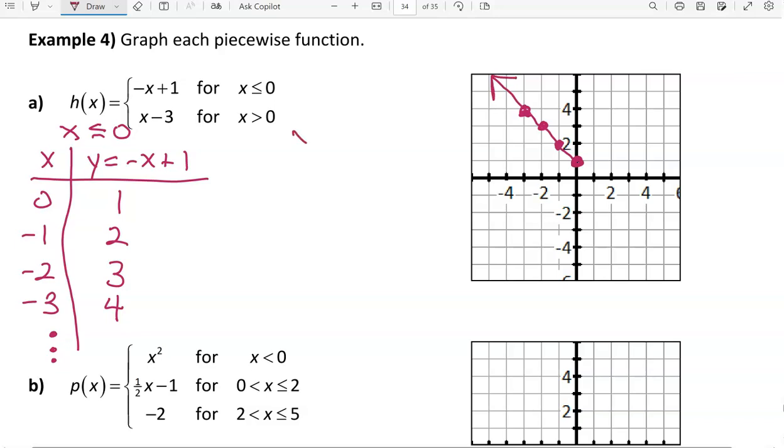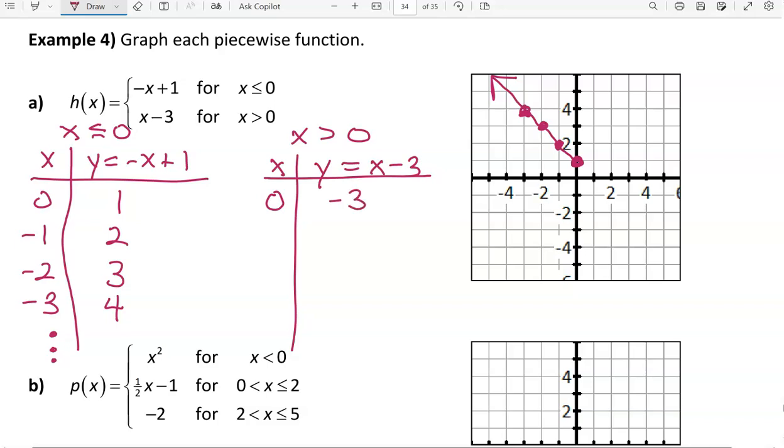Now I'm going to create a second table for x greater than 0. And so for this table, y is equal to x minus 3, because when x is greater than 0, h of x is x minus 3. So you might think that I wouldn't start the table with 0. However, I will start it with 0 because x is just greater than 0. It doesn't mean that we start at 1. It means that we start at a number that is just a little bit greater than 0. So I'm going to start at 0, but when I graph this point, we'll have a special graph feature here.